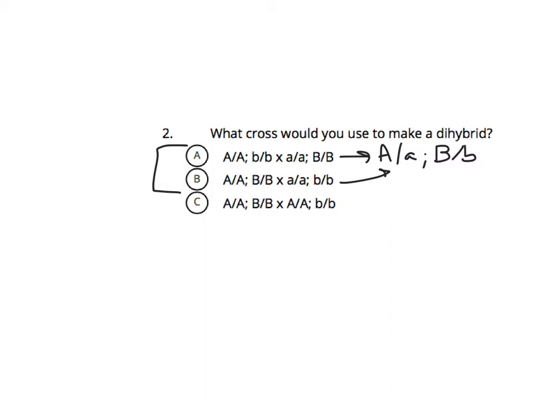The reason that most of you didn't choose option C, there's no little a, right? So there's no way to make a heterozygous genotype by crossing those individuals. Any questions about this one?